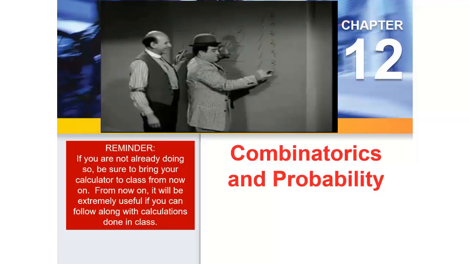Today we will begin our discussion of Chapter 12 on combinatorics and probability. In particular, we'll cover Section 12.1 on combinatorics.